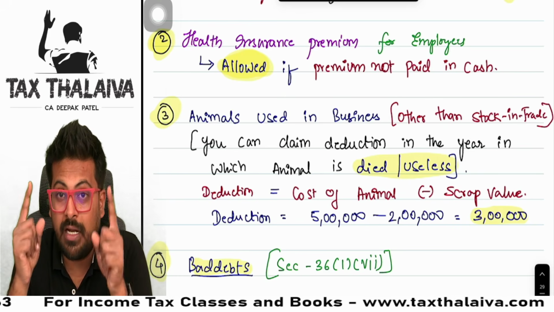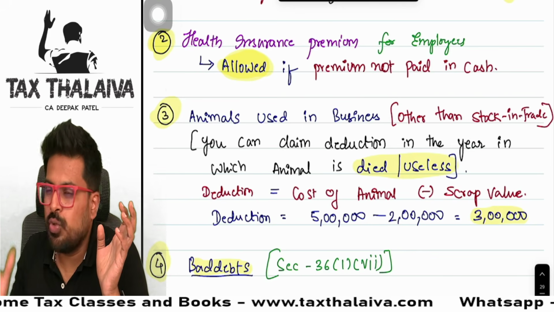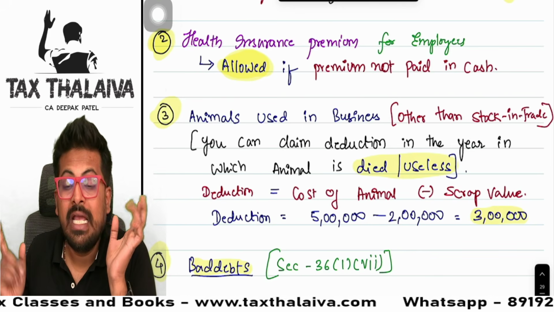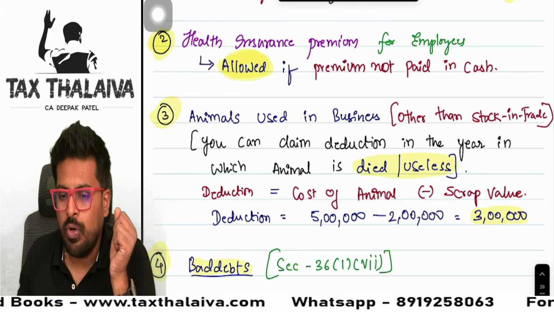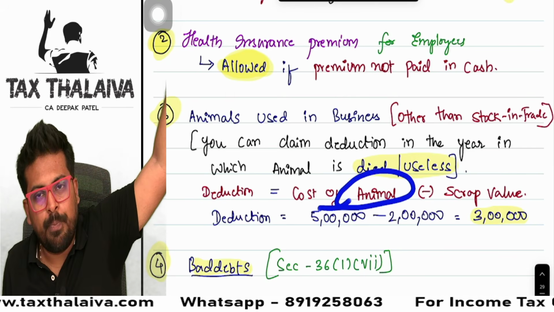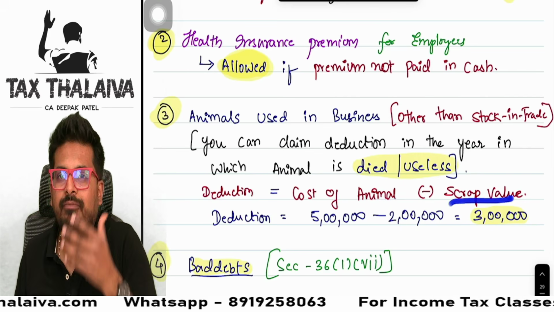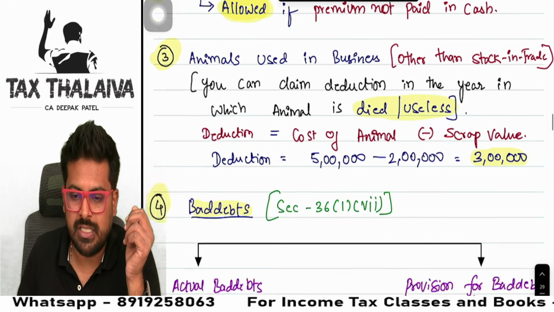Depreciation is anyway not available. But mind you, once the animal dies or becomes useless, and it is not giving you milk anymore, whenever you sell that cattle, that cow, you will get a deduction of the cost of the animal when you purchased it, less the scrap value. Scrap value means the sale value. The difference will be claimed as a deduction for your business.